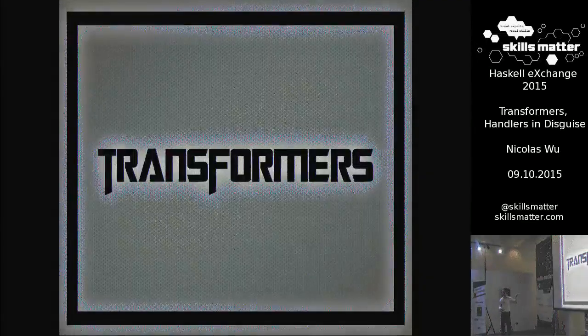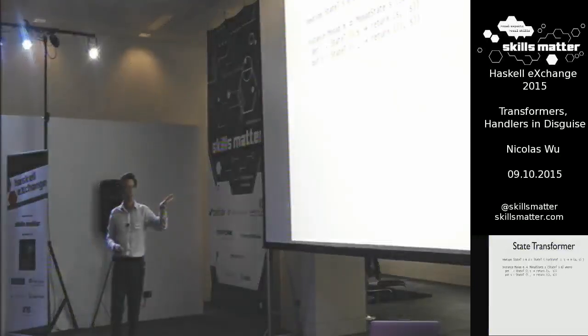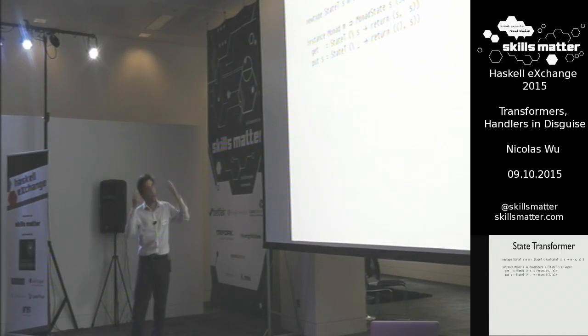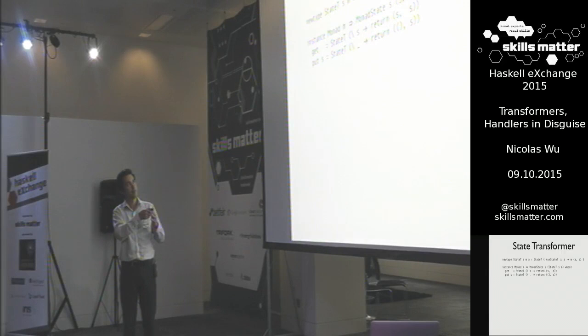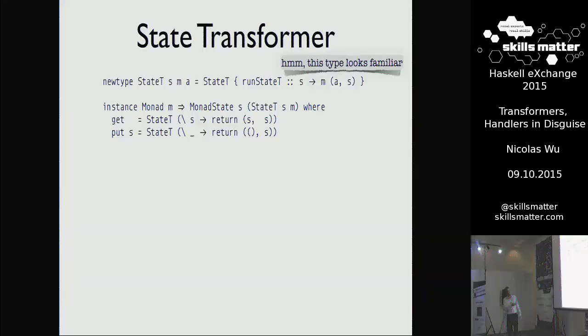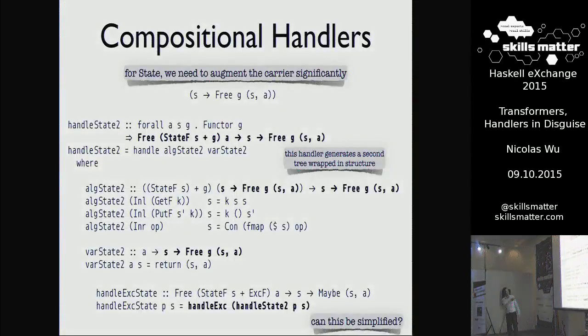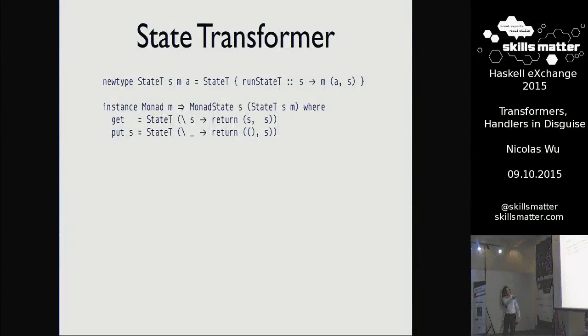And with transformers, we can, okay? And in a sense, it's a really easy statement. But let's see what it means. So we know about state. We even know about the state transformer. We know that it has this structure here. And if you look, this type looks probably quite familiar, because if we look 2 slides ago, or 3 slides ago, this thing said something like s to free g of s comma a, and now we're saying s to m of a comma s. Ooh, that's very similar indeed. m is exactly where we have the free g thing. So, and free g is indeed a monad.